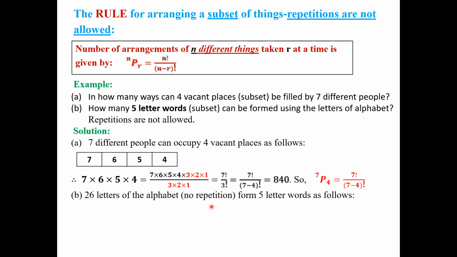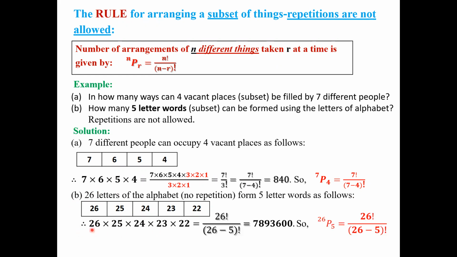So here, no repetitions, 5-letter words are formed as follows. We are simply getting 5, so we have 5 columns. We are saying the first letter that can be placed here, any of the 26 can be placed here. Once this is filled, how many letters are left? 25. So any of the 25 can be put here. Then once it's occupied, how many left? 24, and so on up to 22, right?